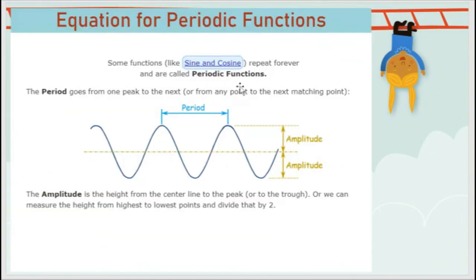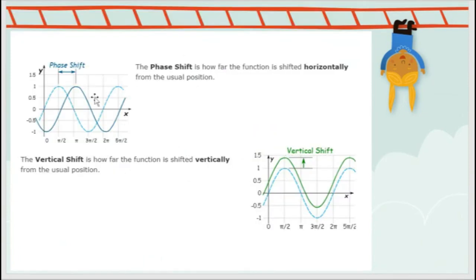Okay, so now we go to the equation for the periodic function. The equation for the periodic function is like this. Periodic function means that it repeats. So what does phase shift mean? Phase shift means it is shifting horizontally, moving left or moving right. Then another one, vertical shift means moving up or moving down.